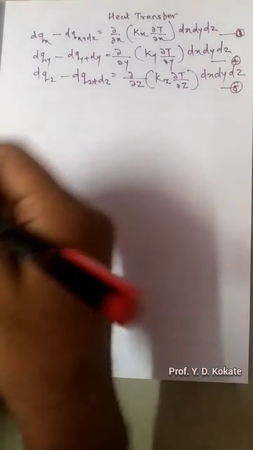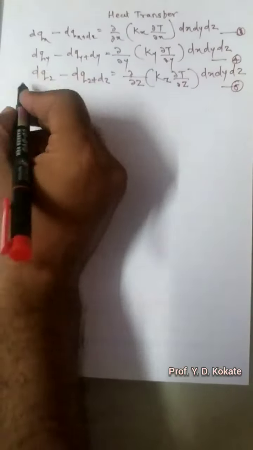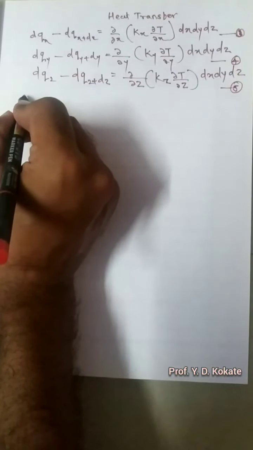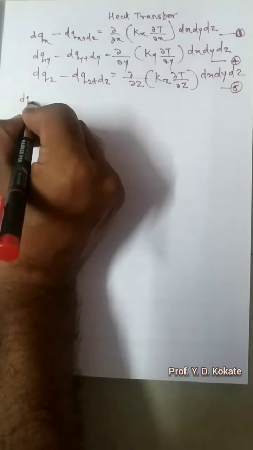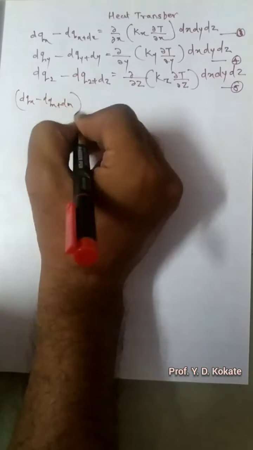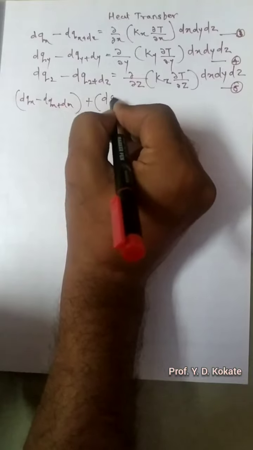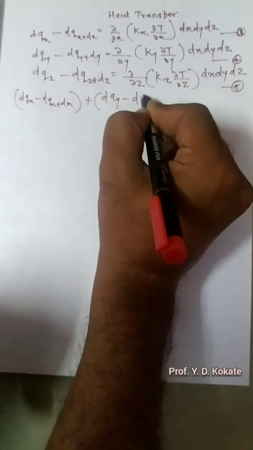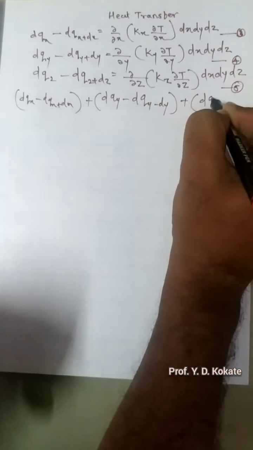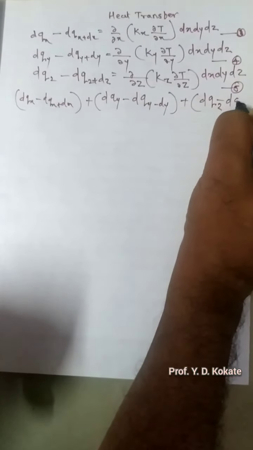So what is the total amount of heat transfer in all directions? We have to add all these. If I add all these, I will have the equation dqx minus dqx plus dx, plus dqy minus dqy plus dy, plus dqz minus dqz plus dz is equal to all these.